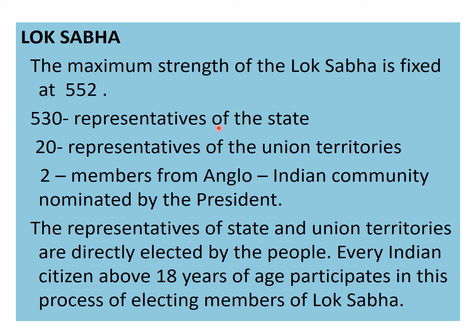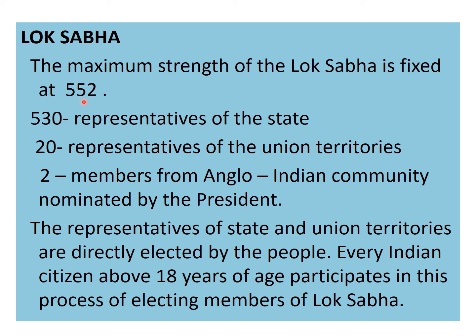So, every state has a quota according to its population. For example, bigger states will have more representatives and smaller states will have fewer. And two members are from the Anglo-Indian community. They are nominated by the president.